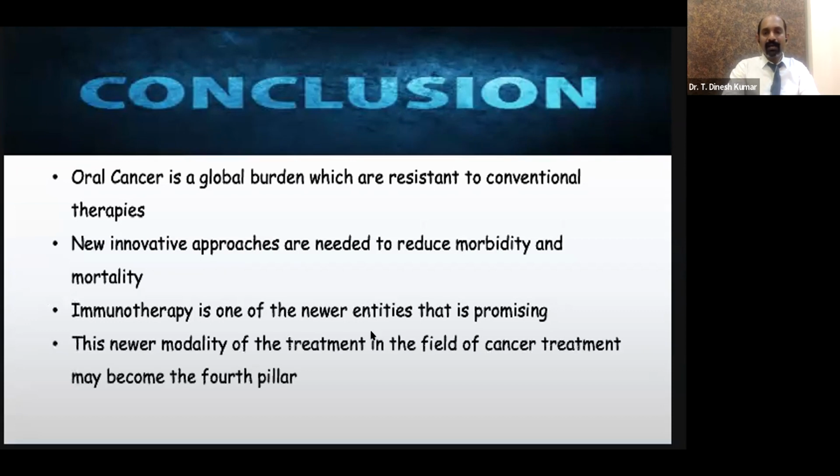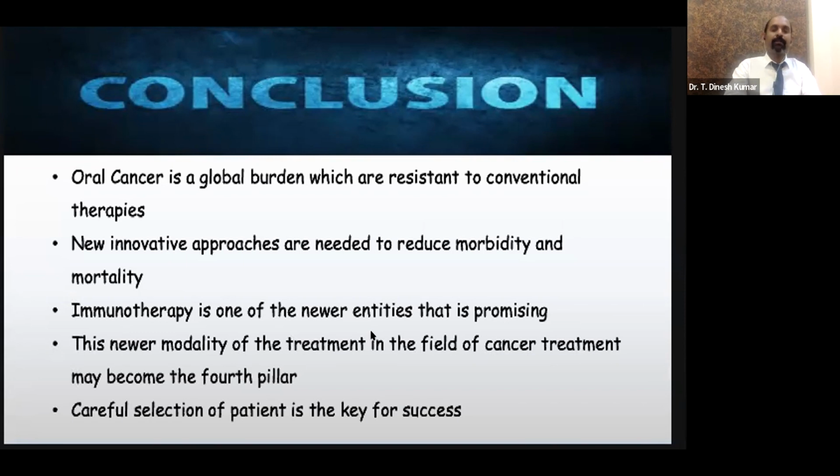This newer modality in the field of cancer treatment may become the 4th pillar supporting surgery, chemotherapy, and radiotherapy. However, careful selection of patients is the key for the success rate of immunotherapy, which is based on the patient's immunological context. So this is how I finally want to conclude.